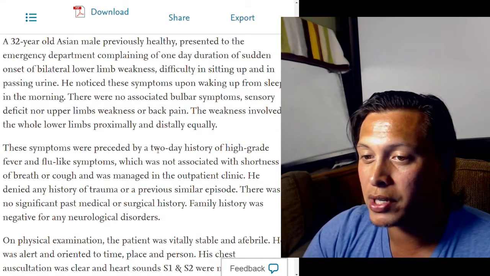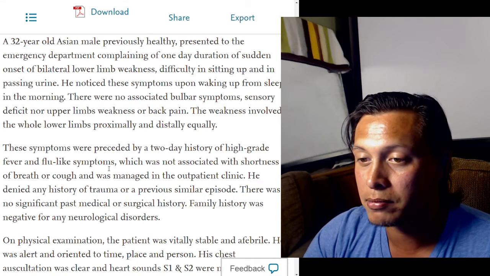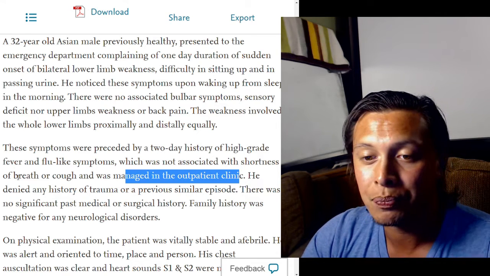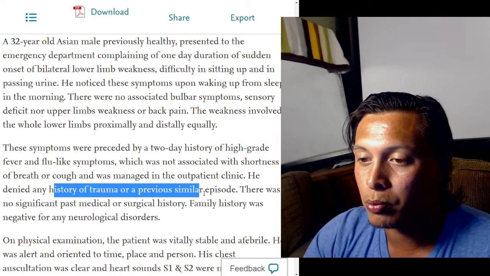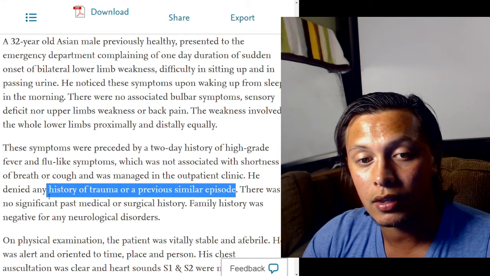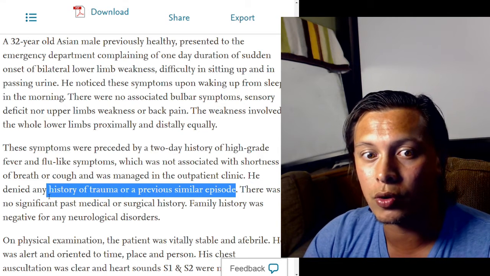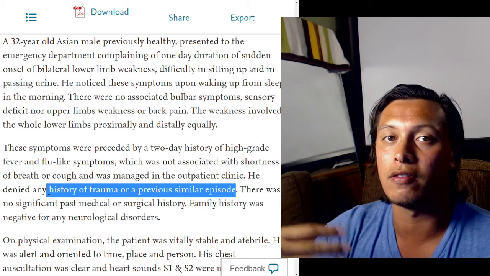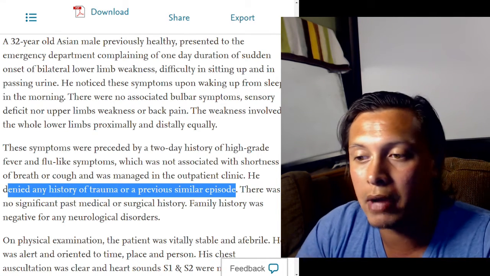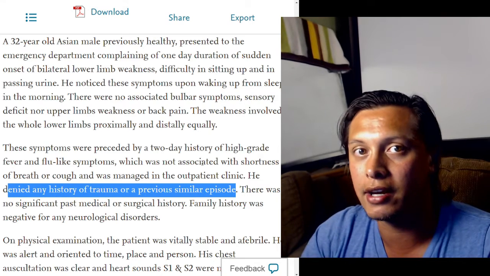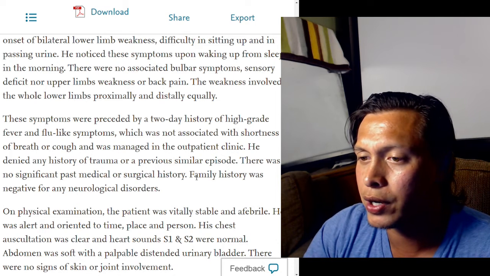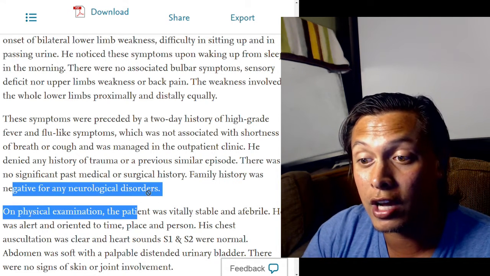Anyways, these symptoms were preceded by a 2-day history of high-grade fever and flu-like symptoms, which was not associated with shortness of breath or cough and was managed in the outpatient clinic. He denied any history of trauma or previous similar episodes. So usually a lot of people, if they have a history of neurological disorders, that can really expedite the process of medical staff trying to figure out how to treat them. But he said, no, I don't have a history of trauma or any of these neurological issues. So there was no significant past medical or surgical history, and family history was negative for any neurological disorders.